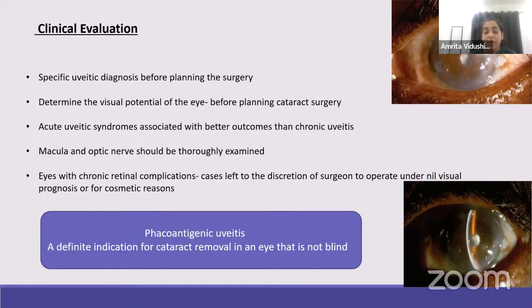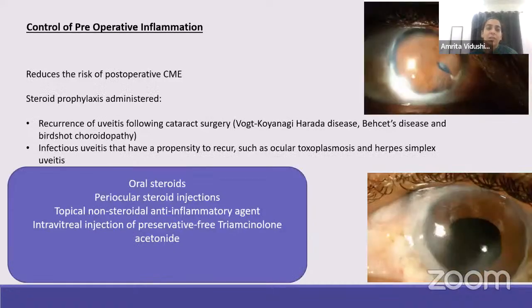But again, one entity that I really want to highlight is phacoantigenic uveitis. And this is a definite indication for cataract removal in an eye that is not blind. Then the control of preoperative inflammation. This reduces the risk of postoperative CME, and steroid prophylaxis has to be administered.